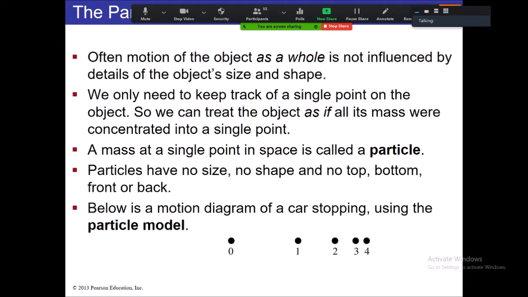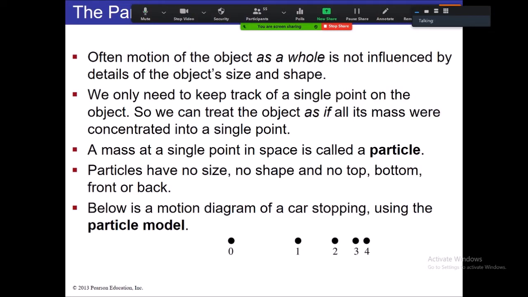Okay. So now the particle model is good for a couple reasons. One, it gets rid of some unnecessary details like size and shape. We don't care about that right now. The other good part about it is it doesn't require me to draw pictures of cars and people. Okay? Because it's just very embarrassing when we put it that way.